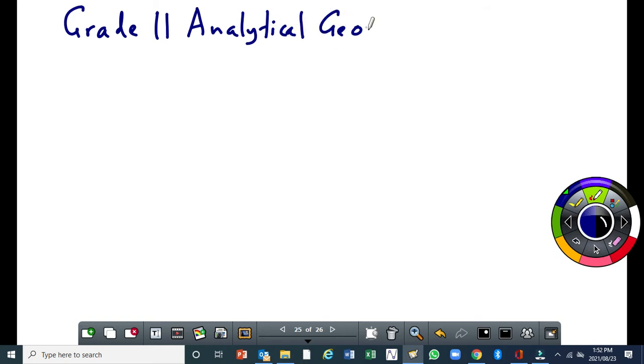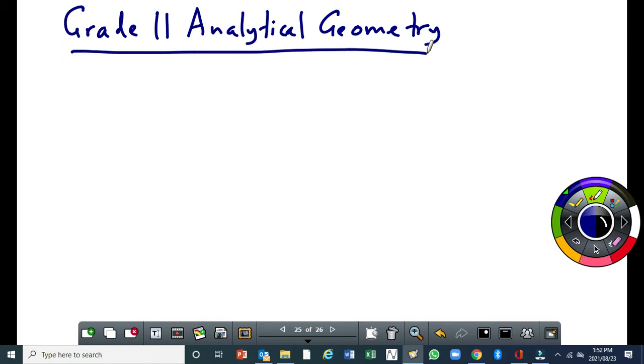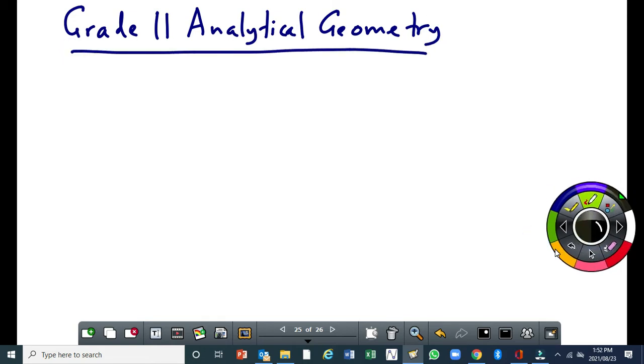Our heading for today is grade 11 analytical geometry. Alright, the only new concept is what is called the angle of inclination. So our new heading is angle of inclination.